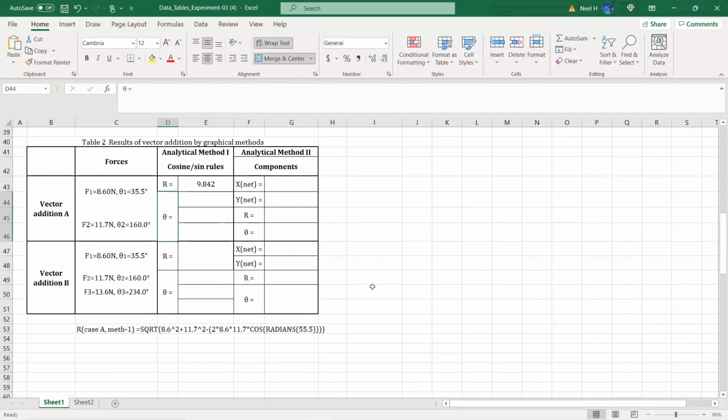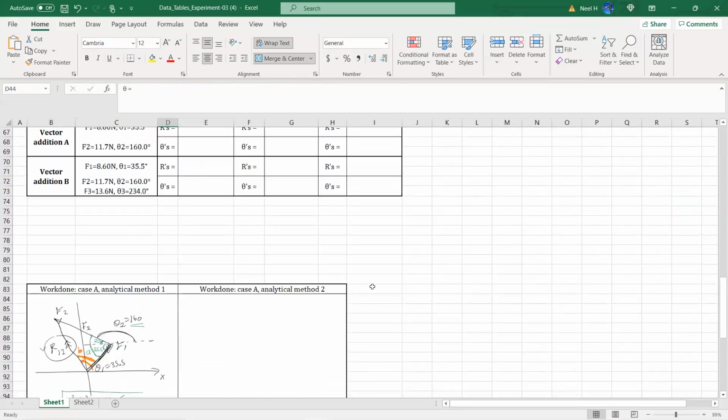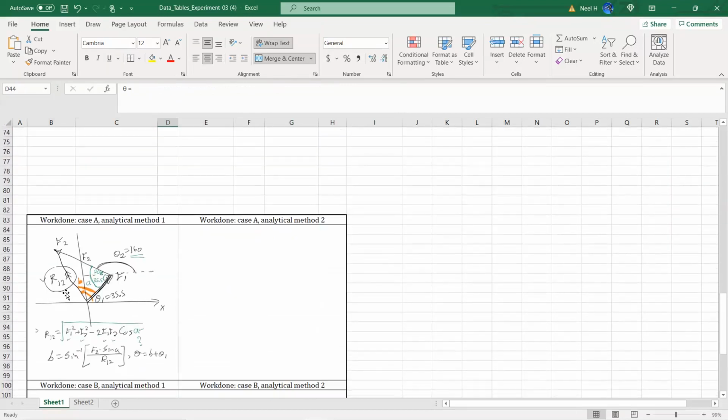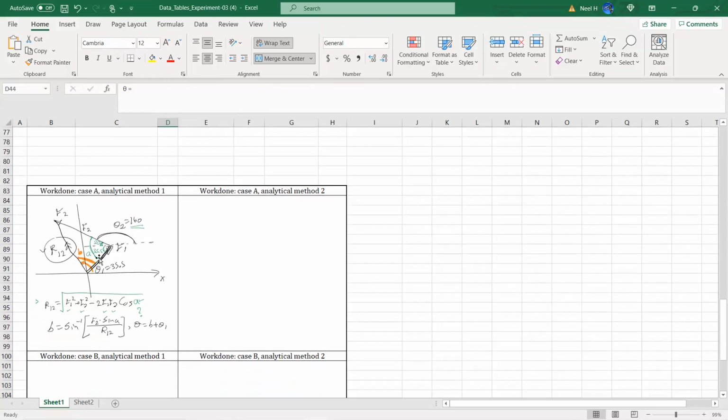So let's find out the theta then, the angle or the direction of that resultant R12. We realized earlier that we cannot find that angle directly because the angle has to be measured from positive x. But by using the sine rule, we can find something only inside the vector diagram, which is inside the triangle. So I can find the angle B, then add 35.5, then I should get the right angle or the direction for the R12. So that angle B we can do by using sine inverse.